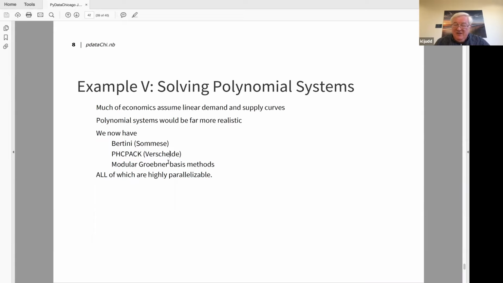Linear systems are easy to solve. But you give up a lot of realism when you go to straight linear systems. My friends and I have used things like Bertini and PHCpack, both of which have a Chicago area origin. Also, a student of mine and I are working on applying modular Gröbner basis methods with supercomputing to get Gröbner bases. All of this is highly parallelizable. And this can basically take us to solving far more realistic systems, particularly in antitrust analysis, et cetera.